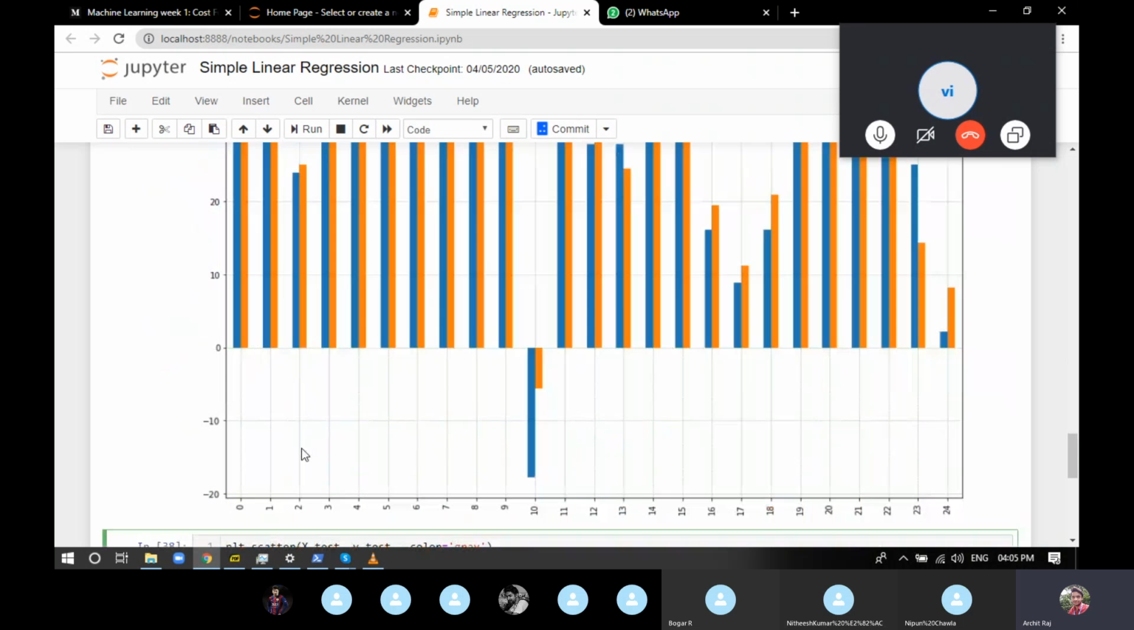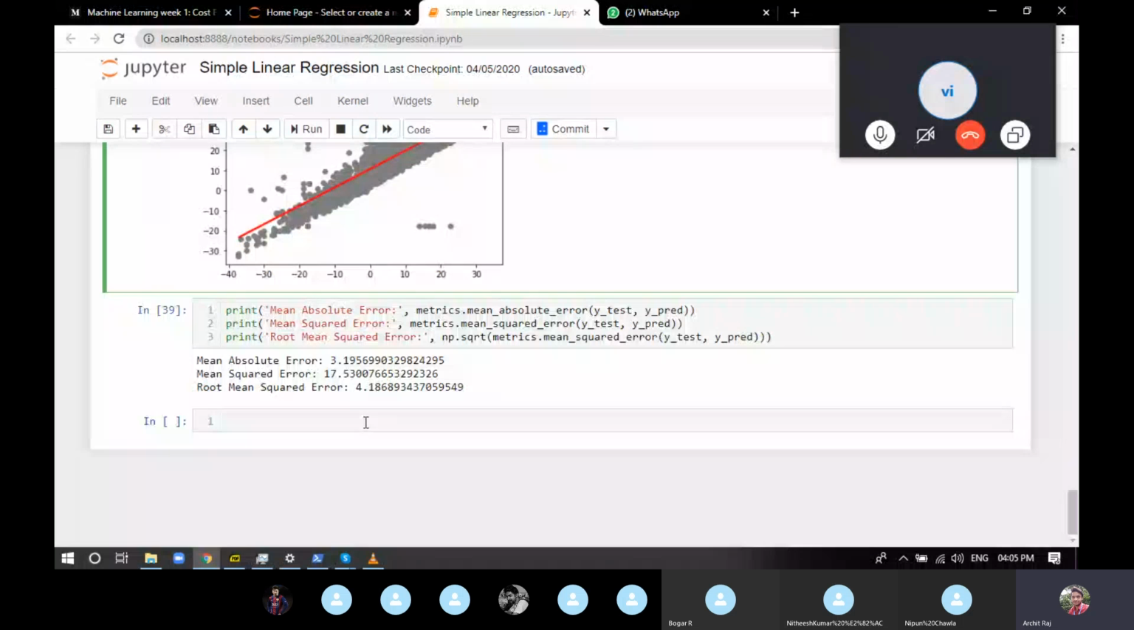Now to see what exact error it is, you can find the mean absolute error, mean squared error that we spoke about right now, and root mean squared error. I'll just give you a rough idea of what these all are. Mean squared error: we take the difference, square it, and find the mean. Now what if we don't do the squaring? We just keep the difference and find the mean. That's what is called mean absolute error. We don't do the squaring part.